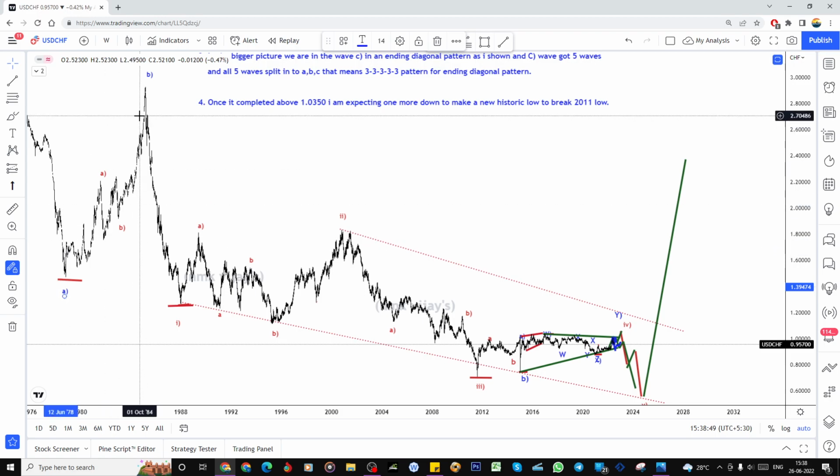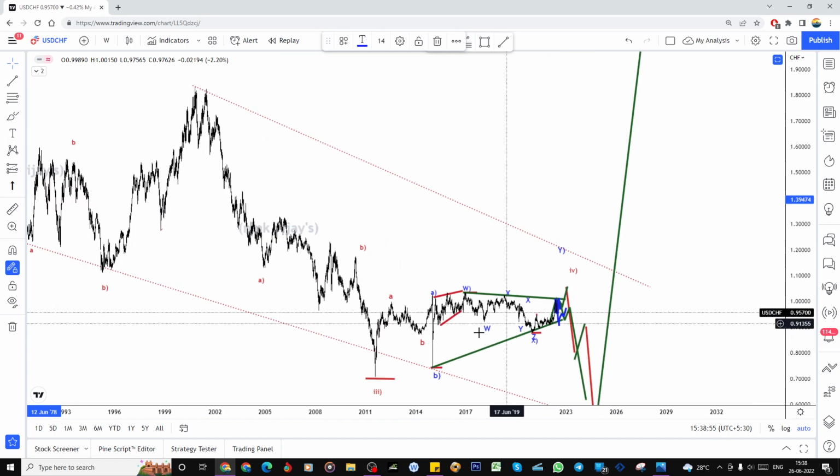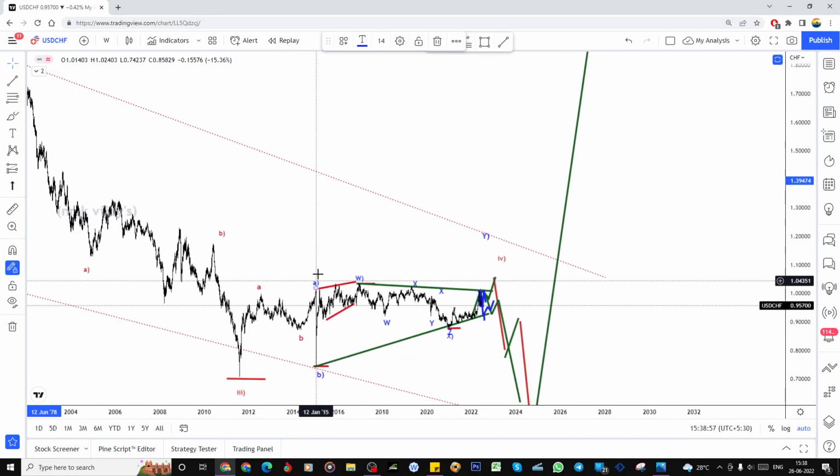So A, B, C, we are in that ending diagonal formation. So 1, 2, 3, and we are on the fourth wave. So if we keep this as an A, and this is the B, and C is the W, X. So A, B, C, Y means it has to break above this level. But again, if it gets rejected, it could be a triangle also.